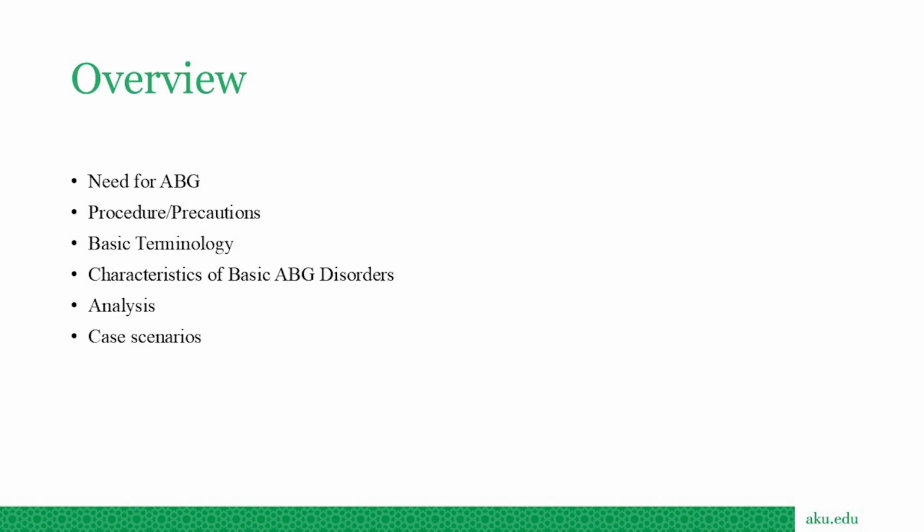Before we start, let us overview how we are going to proceed with this presentation. We are going to discuss the need for an arterial blood gas, the procedure or the basic precautions that we have to take, some basic terminologies, characteristics of a basic arterial blood gas disorder, and how we analyze the blood gas.